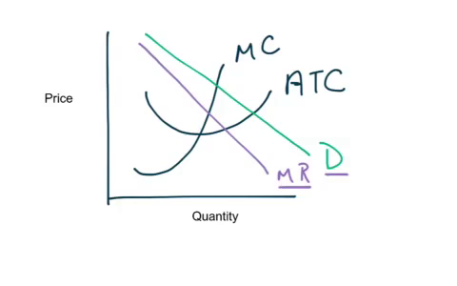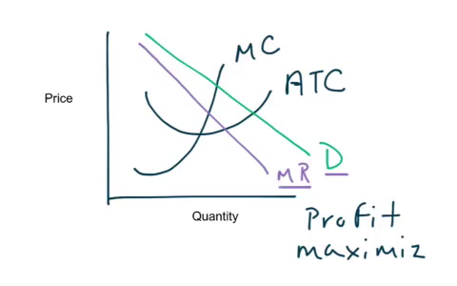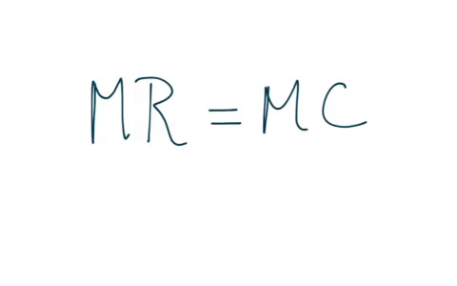So how should this firm figure out what their quantity should be? For that, we go back to the idea of the profit maximizing point, which is profit maximization. Profit maximization takes place, if we remember, where marginal revenue equals marginal cost. And that rule still applies.